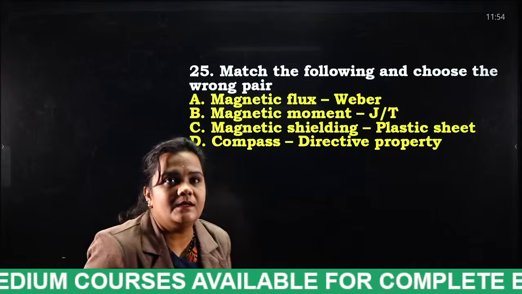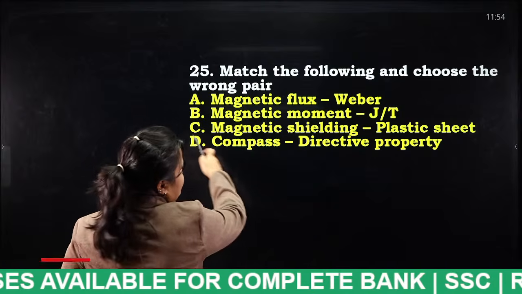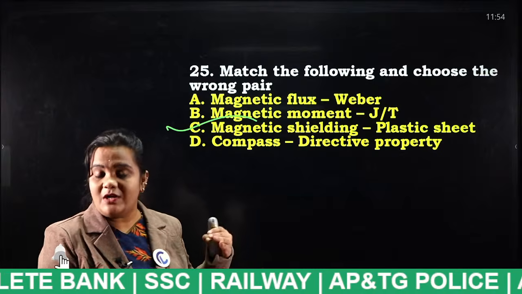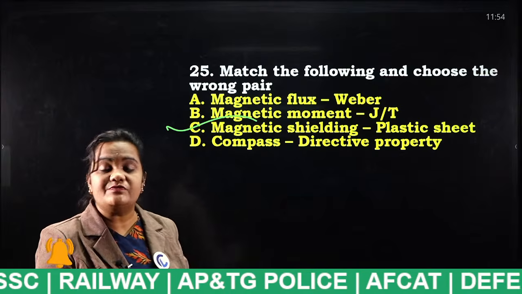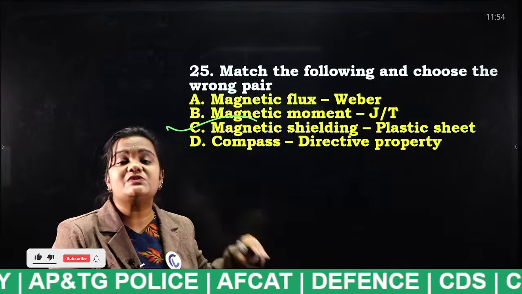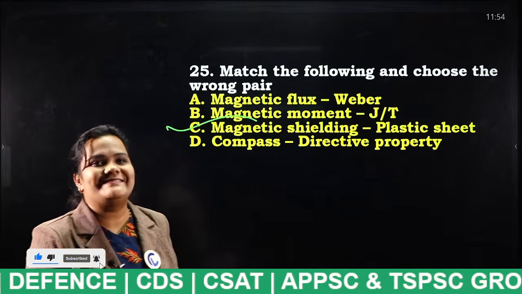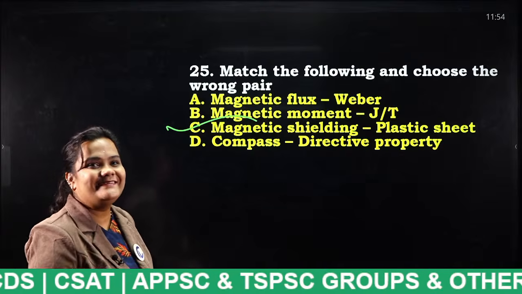Okay, very good students. Magnetic shielding, why? Because for magnetic shielding we will not use plastic materials, we will use the materials which have the strongest magnetic properties.